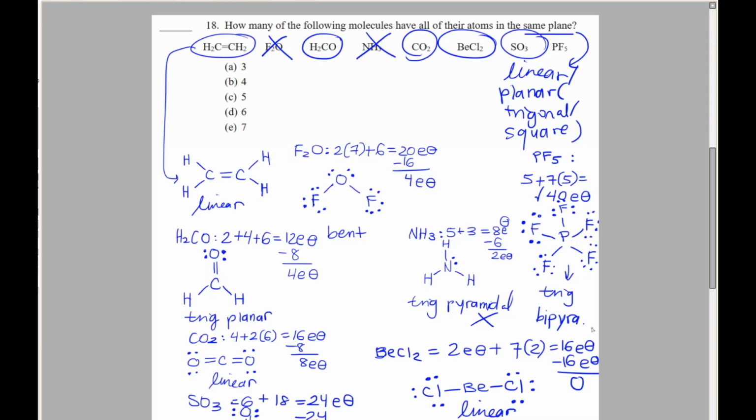And this is not planar because it has bipyramidal in its name. It's not a planar molecule. So the only molecules that have all their atoms in the same plane are these ones that are circled. And you just add up all of these, which gives us 5. So the answer should be C.